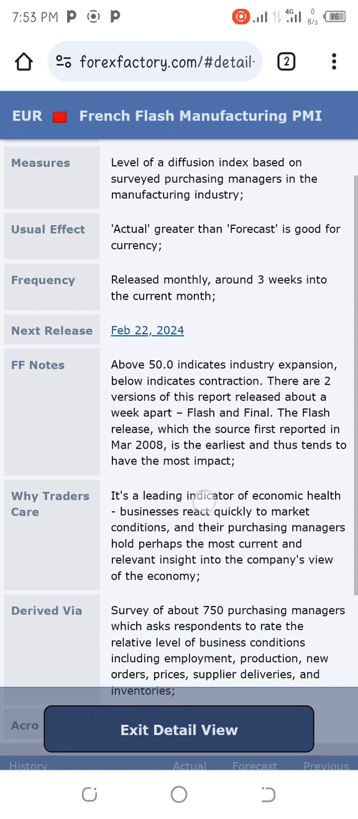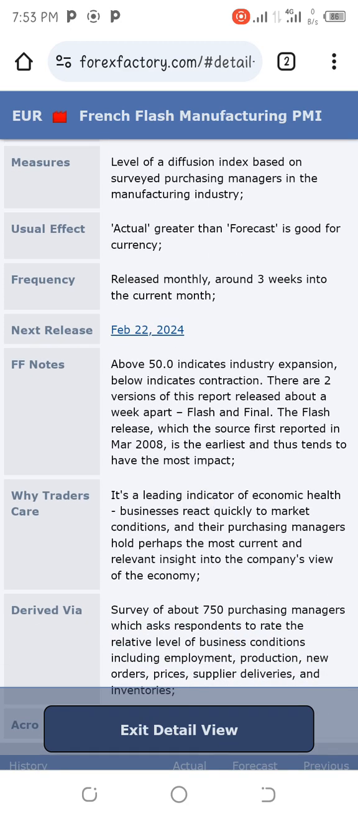Now this takes us to the actual report. Mostly if you come to this site, you notice that most of the news says greater than forecast is good. But sometimes it might not really come out that way. That's why they say trading is more like a probability game, but understanding the concept and patience is also what makes you win the game.